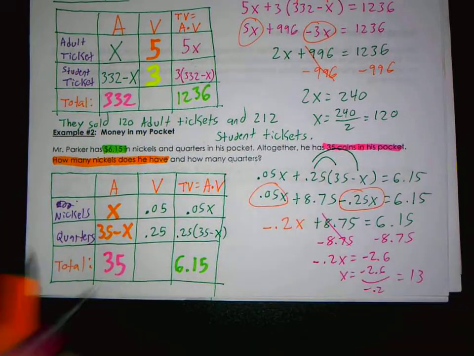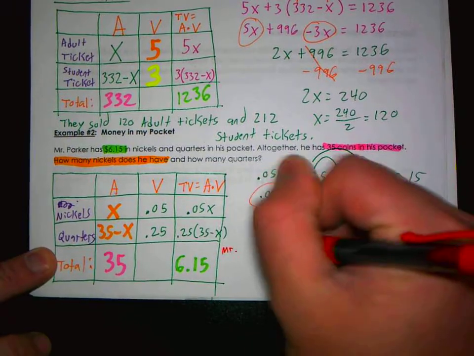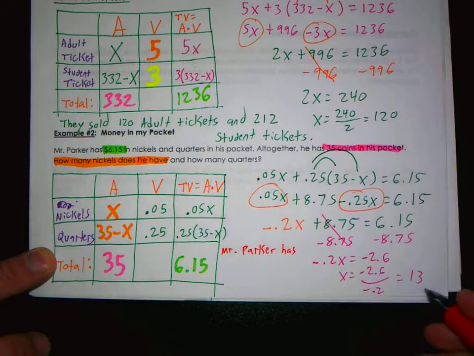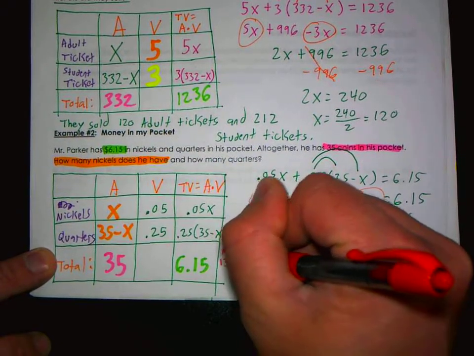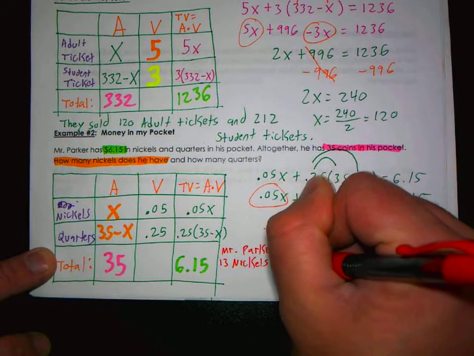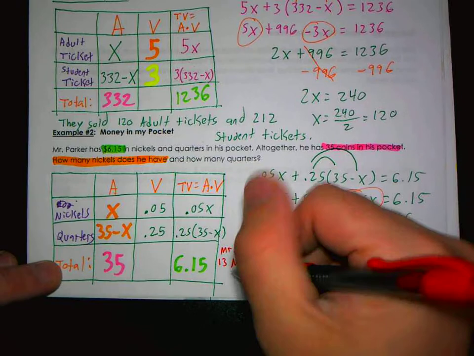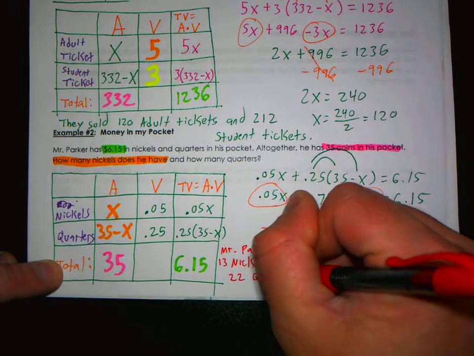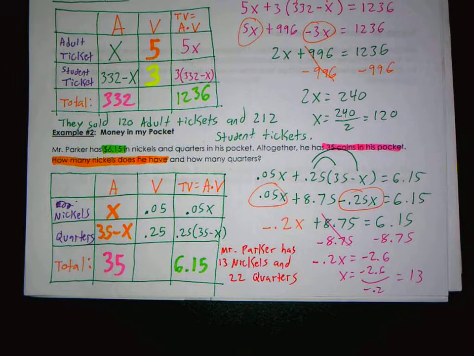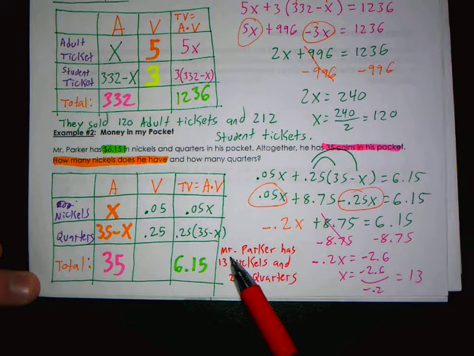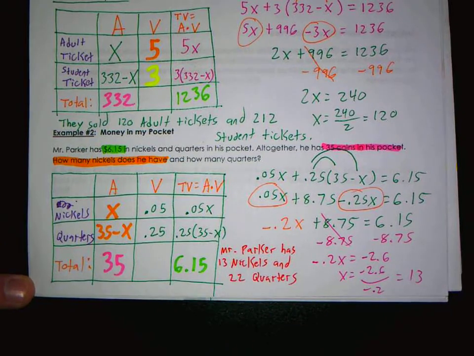Well, Mr. Parker has 13 nickels and 35 minus 13, 22 quarters. Notice 13 plus 22 is 35, and if you take 13 times 0.05 and you take 22 times 0.25, you will get $6.15.